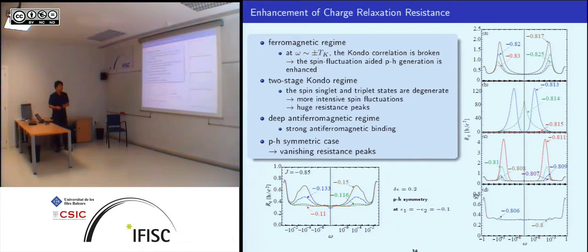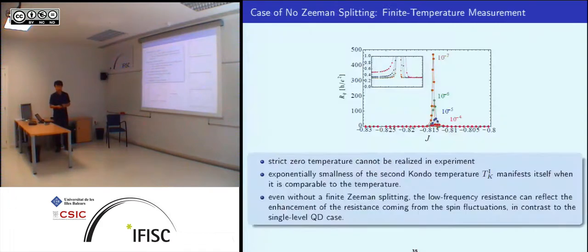But in the antiferromagnetic case, the spin binding is quite strong, so it requires huge energy. This is the reason why we have no peaks at all at low frequencies. And here again, this peak vanishes if we approach the particle-hole symmetry point.